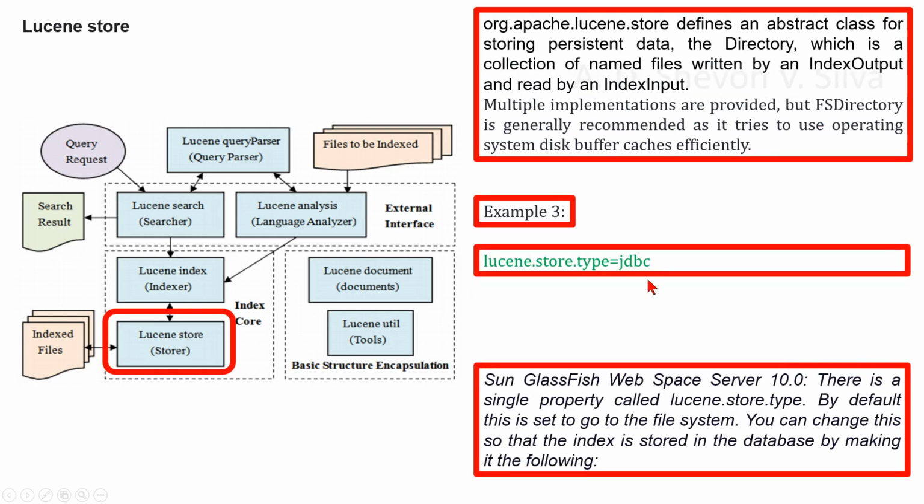As example 3, we can consider lucene.store.type equal to JDBC. This is in Sun GlassFish Web Space Server 10.0. There is a single property called lucene.store.type. By default, this is set to go to the file system. You can change this so that the index is stored in the database by making it the following here.